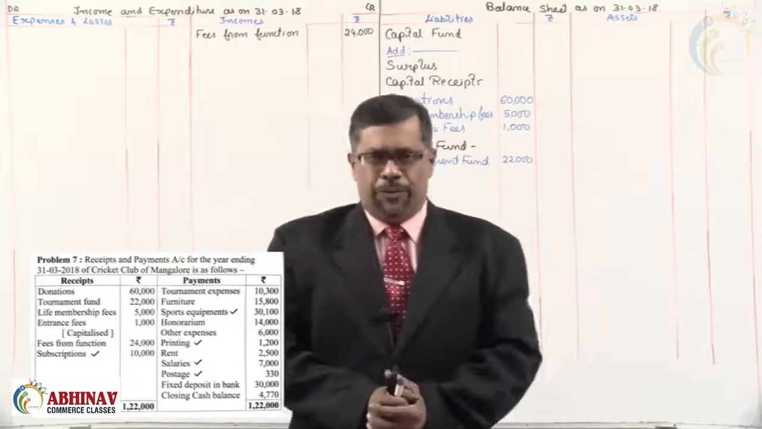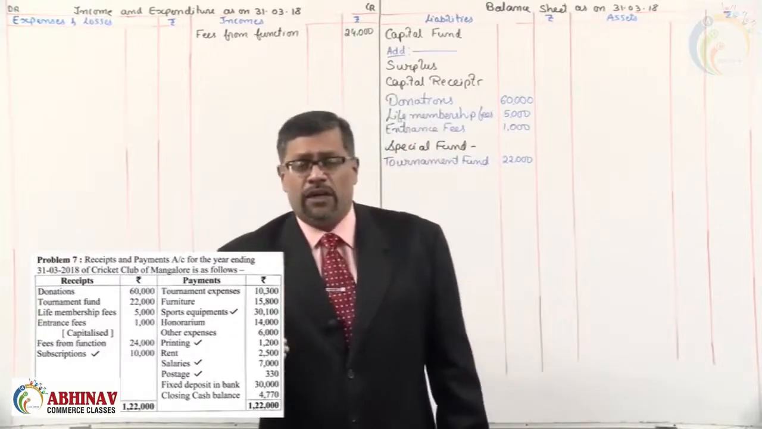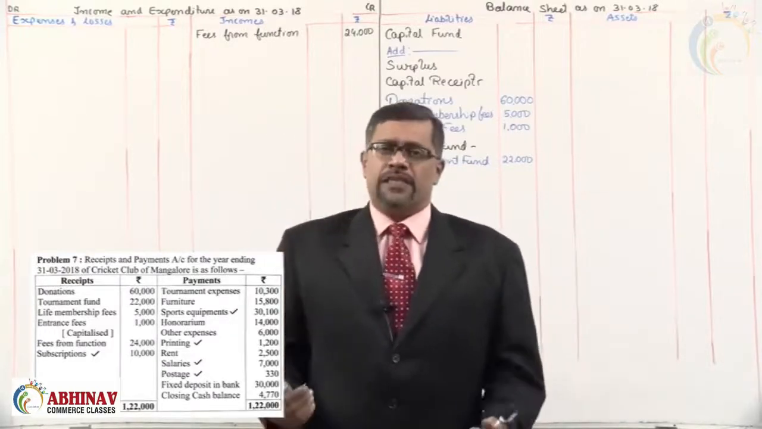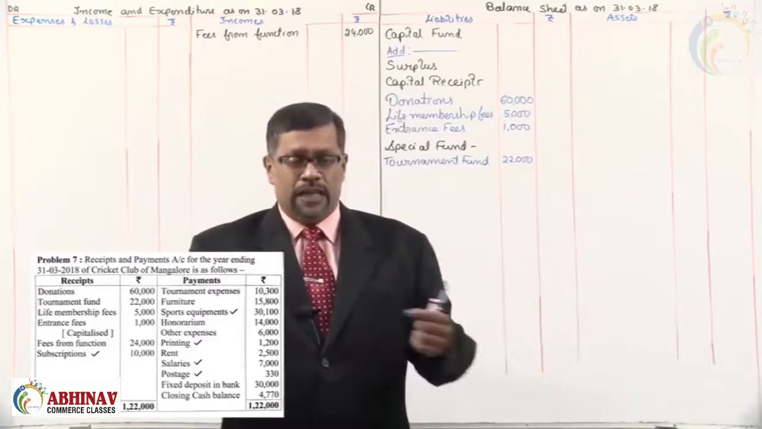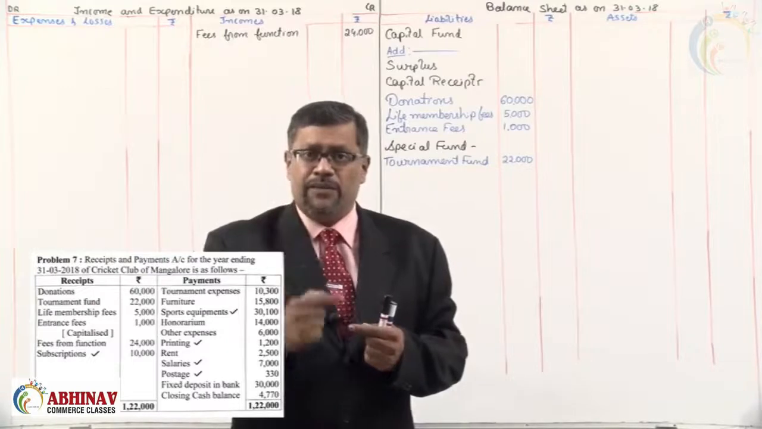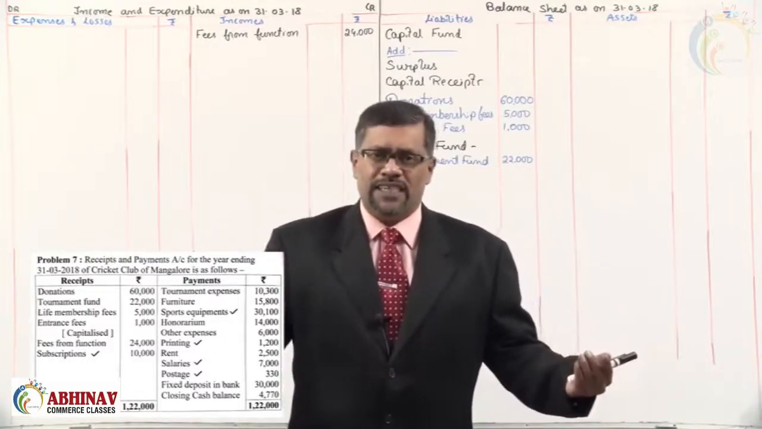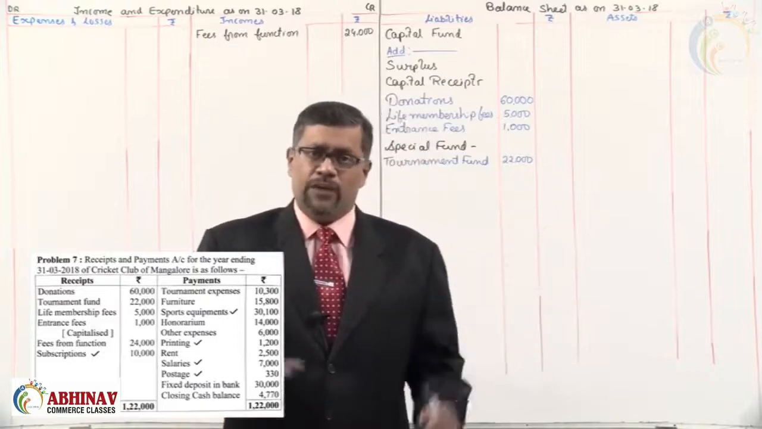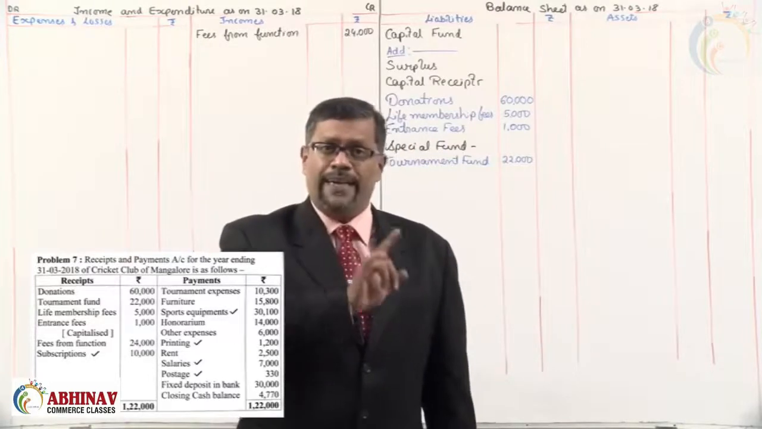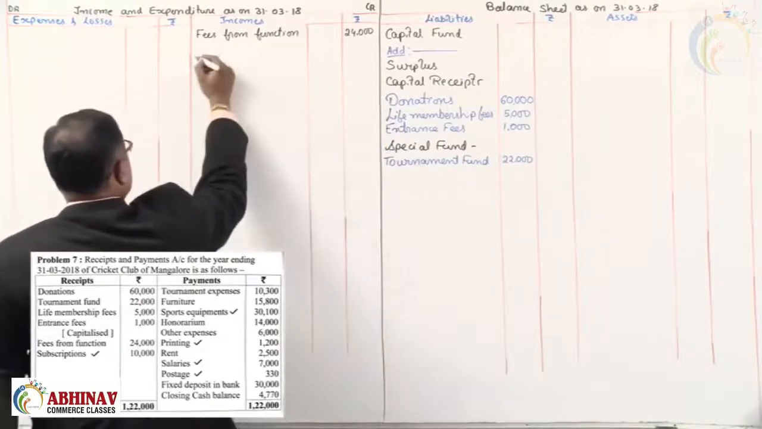Subscriptions. What are subscriptions? The annual membership fees that are received by the organization from its members. We call it a subscription. That means from the members we receive the fees every year, again and again. So what receipt is that, capital or revenue? Revenue receipt. We'll enter that in the account. Subscriptions.